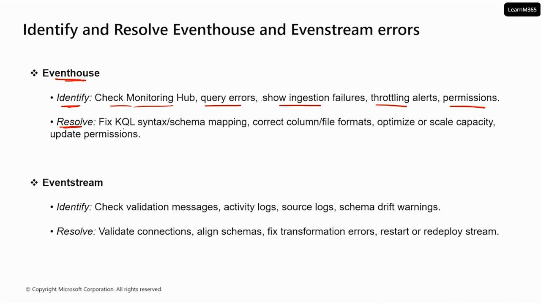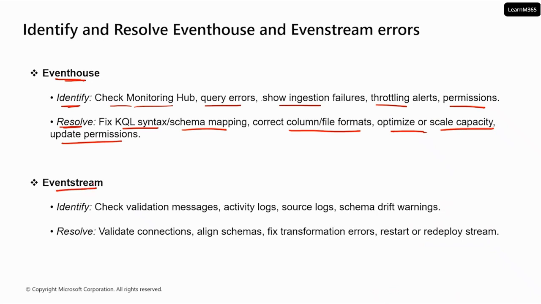You can fix the KQL syntax or the schema mapping which you have done. Might be possible that this SQL index has got some errors. Might be the schema mapping was not done in a correct way. Or you can correct the column or the file formats. You can optimize or scale the capacity as well. You can update the permissions as well. So these are the resolutions in case you face any such permission errors, or if you're facing any optimization or throttling alerts. This is how you can resolve these issues for the event house.